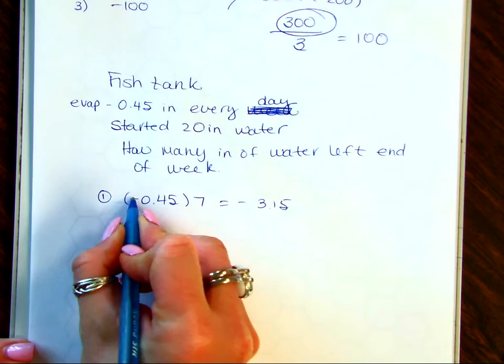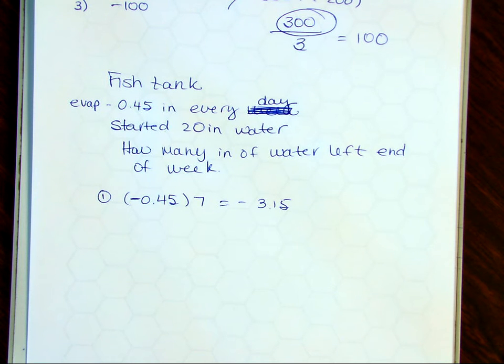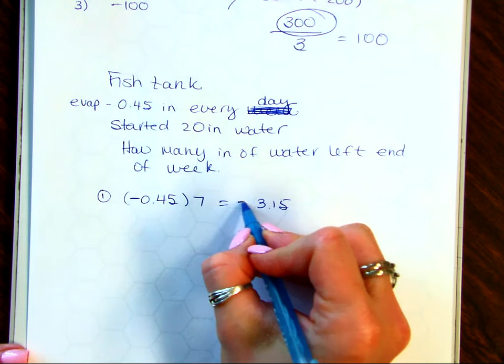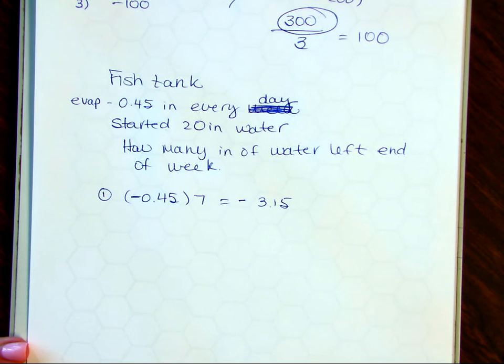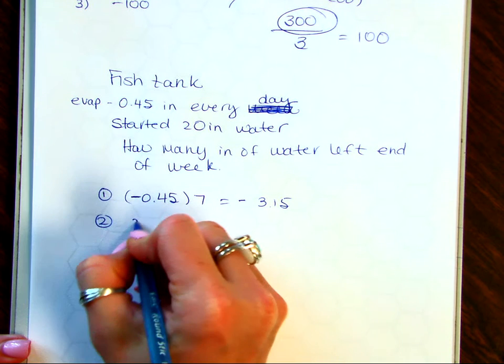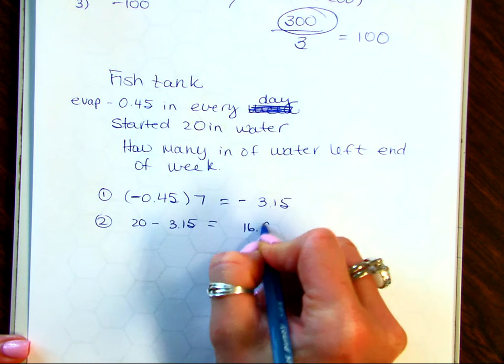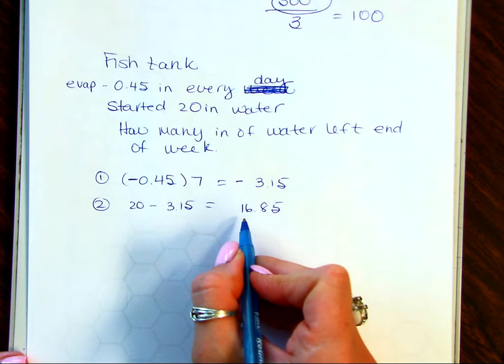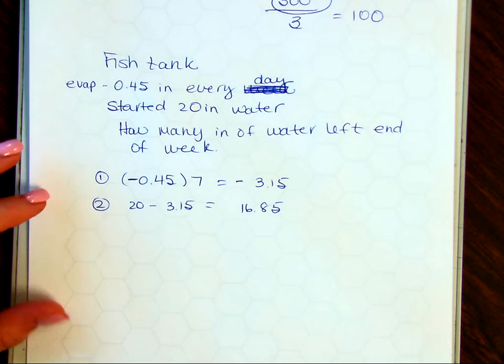I really want you to understand why I wrote that as a negative, because it's evaporating. We're losing water. This whole unit is about the real world and the numbers that represent it. So this is a loss of 3.15 inches, and if there were 20 inches to start, then obviously what you need to do from there is do your subtraction. So step 2 would be 20 inches minus the 3.15, and there would be 16.85. This is a positive integer because you can't have that negative evaporation. There can't be any less than 0 inches of water in that tank, okay?